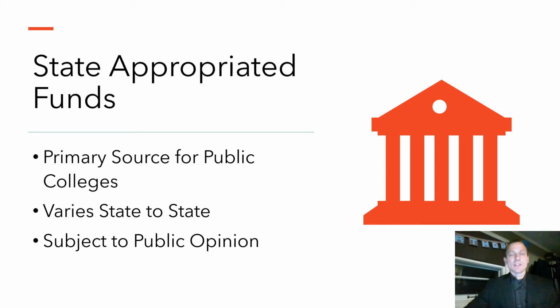I think one section of the revenue needs to be discussed a little further, and that's state appropriated funds. In some states, this is the primary source for public colleges. Although this varies from state to state, all states do provide some type of funds for public universities. The problem with this is it is subject to public opinion. Every 4 years, you may have a change in government in the state, and with that, a change in policy. Those policies may affect how much funding a university receives.